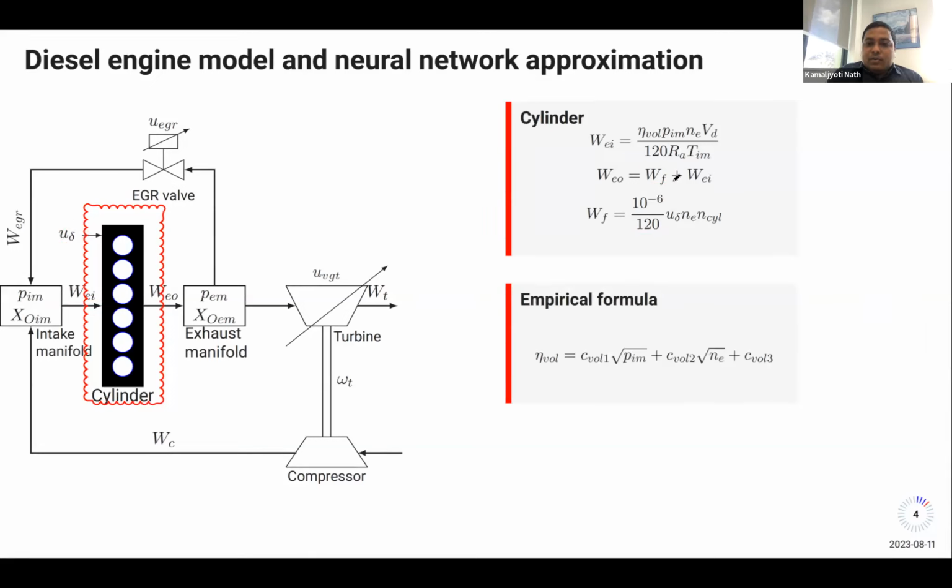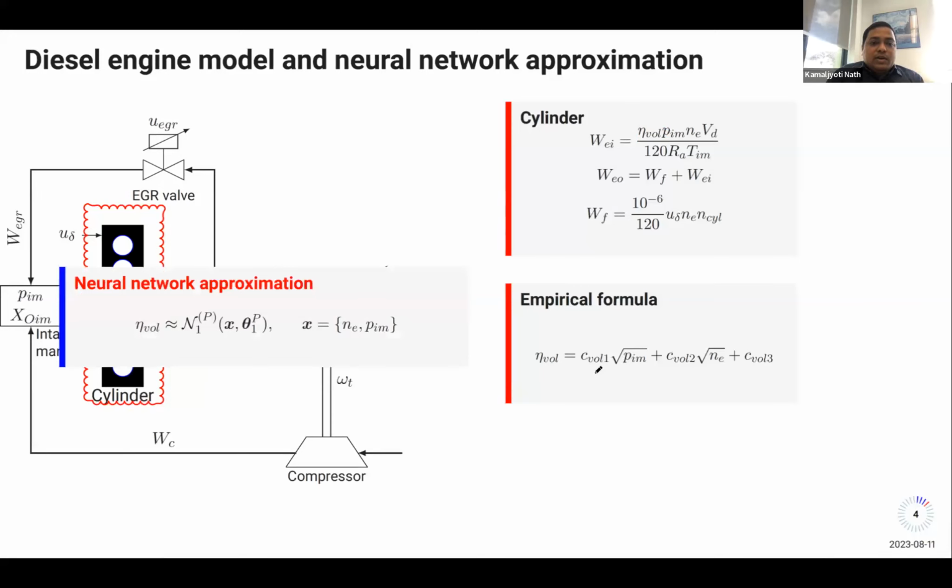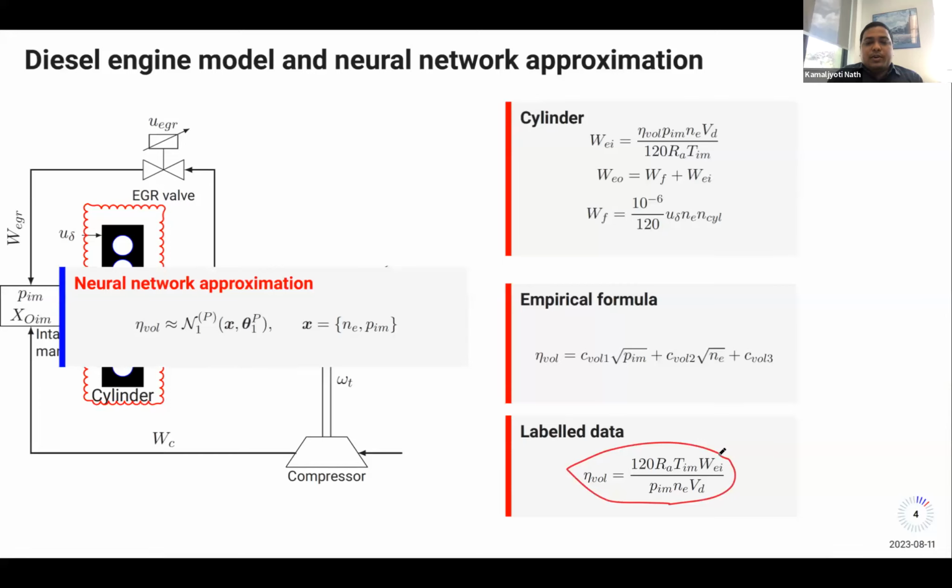There is an empirical formula, eta Coulomb, which gives the volumetric efficiency of the cylinder. In the present study, we considered that as a neural network instead of a regression model. And how is it trained? This P means it's pre-trained. It's trained using labeled data, and the labeled data are calculated from this. This can be done using laboratory tests; it does not need to be in the field.